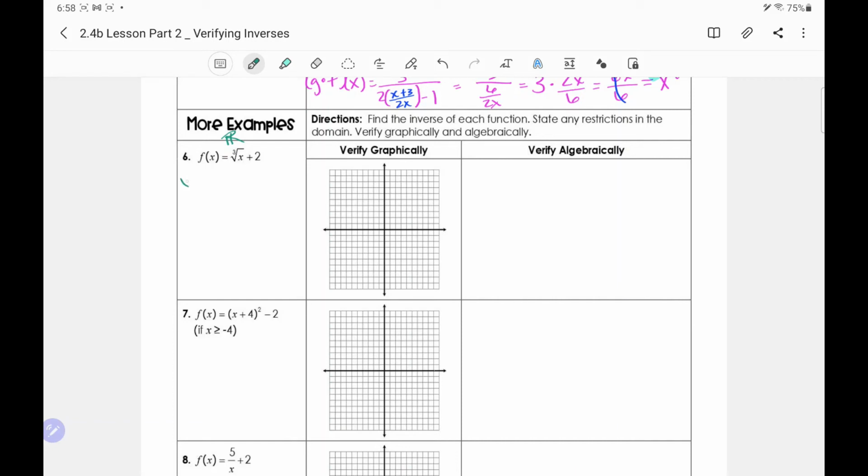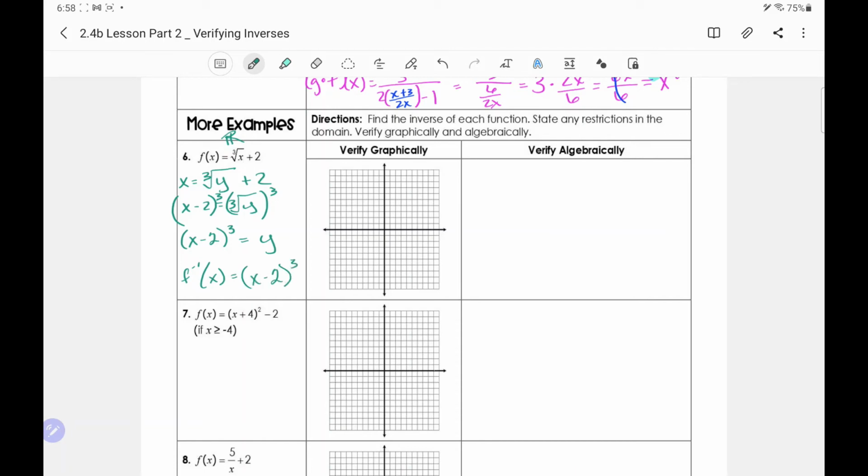When we switch the x and y, we get x equals the cube root of y plus 2, x minus 2 equals the cube root of y. So we cube each side and we get x minus 2 cubed equals y. So that's the new function, and again, this is going to be without any restrictions in the domain.